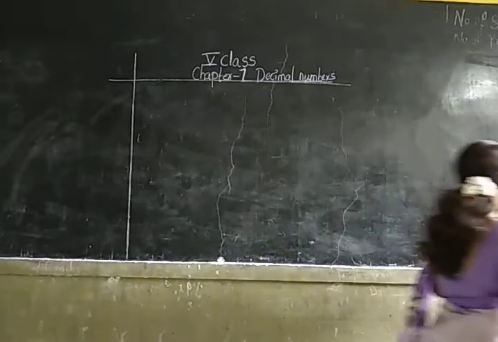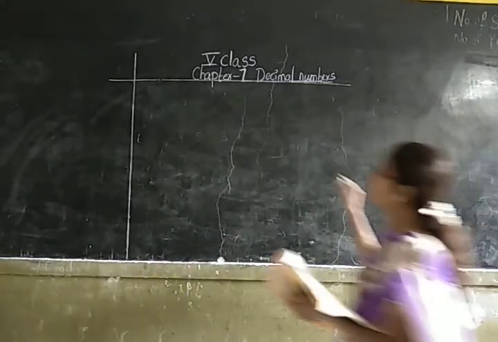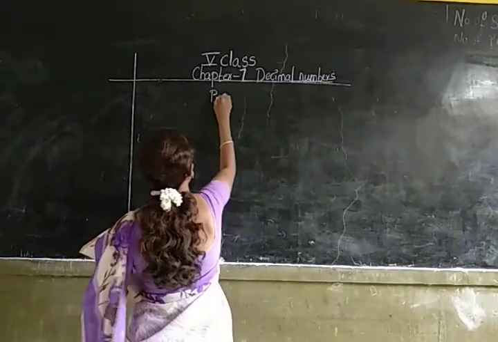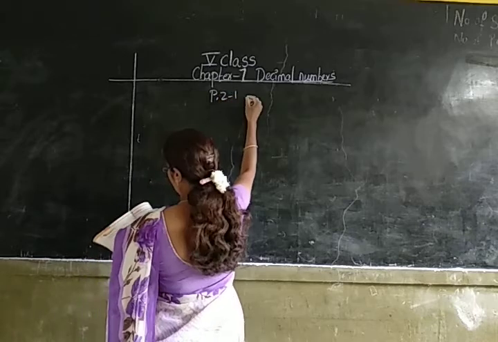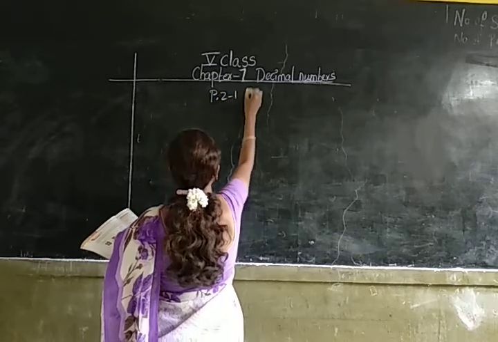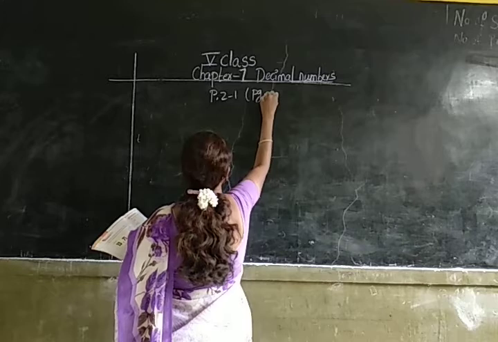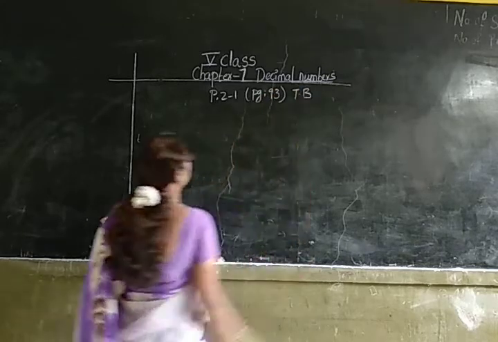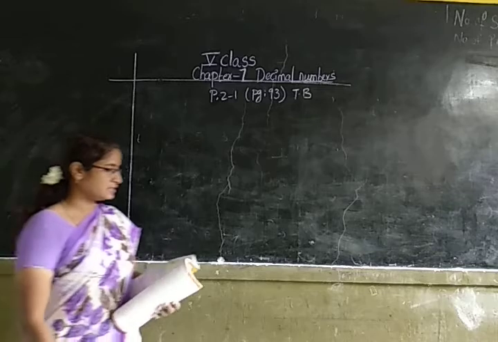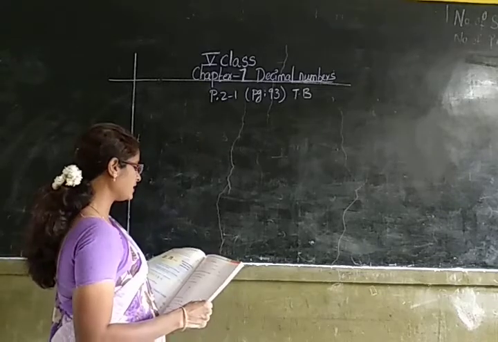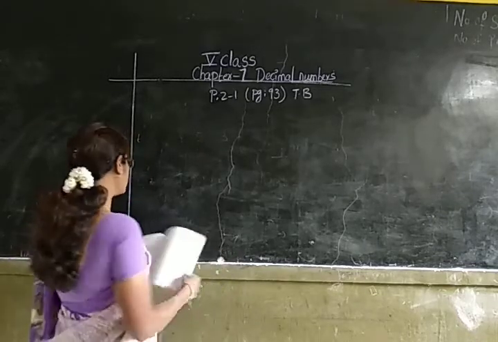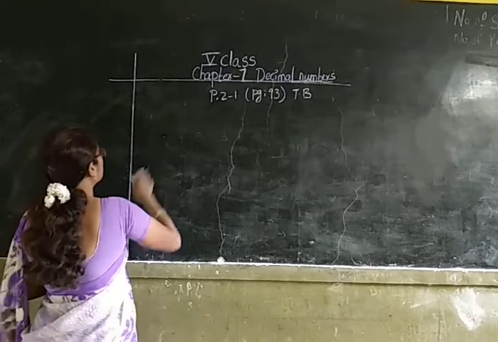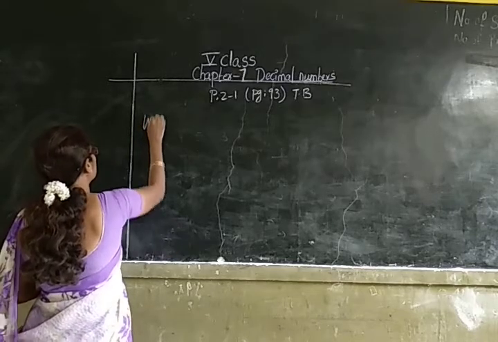Now let us do practice zone 1 on page number 93 of the textbook. Write the place value of underlined digits. So here we have to write down the place value of underlined digits.